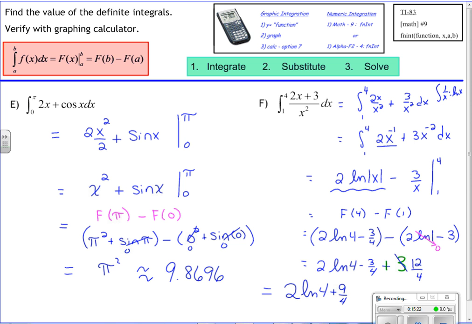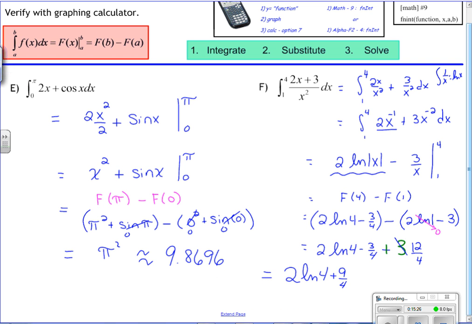3 over x, evaluated from 1 to 4, and then I went into doing the fundamental theorem, evaluated at 4, evaluated at 1. Notice here you get the natural log of 1, but that is equivalent to 0, so that just popped out. I got minus minus, which gave me a plus 3. And then I rewrote 3 into fourths, so I had 12 fourths. 12 fourths minus 3 fourths ended up giving us that 9 fourths. And there's our answer.